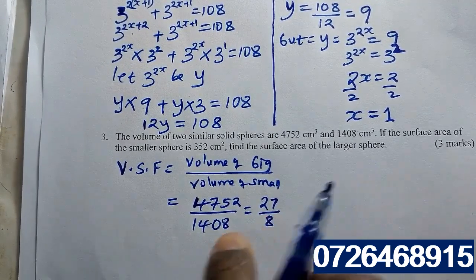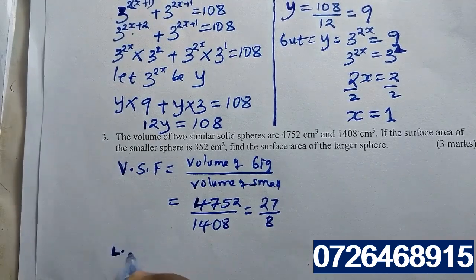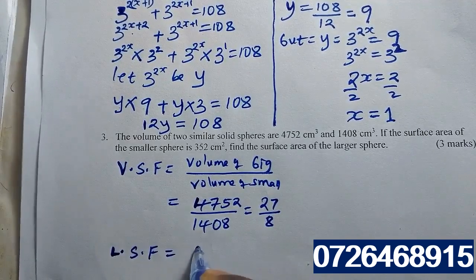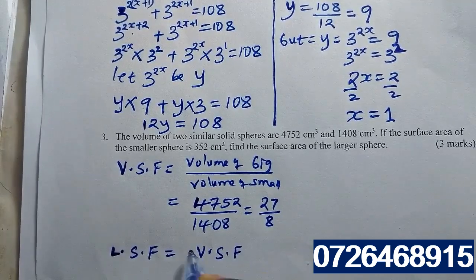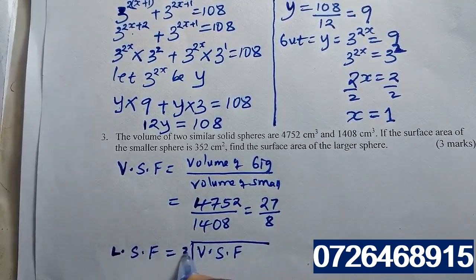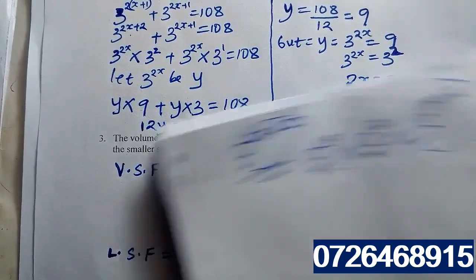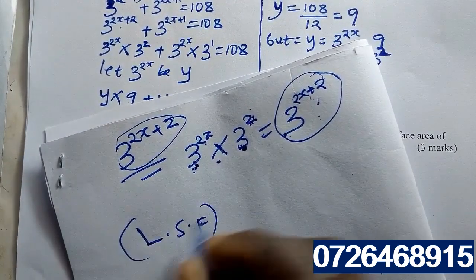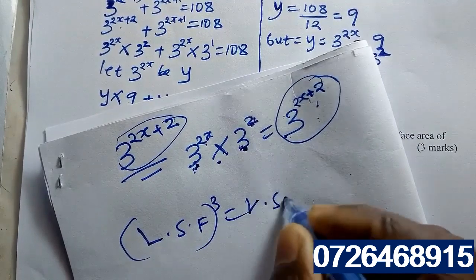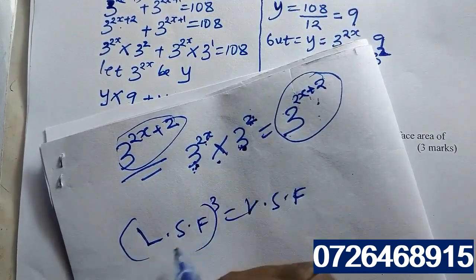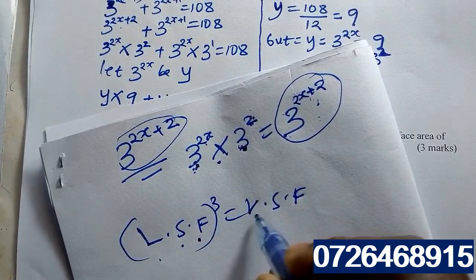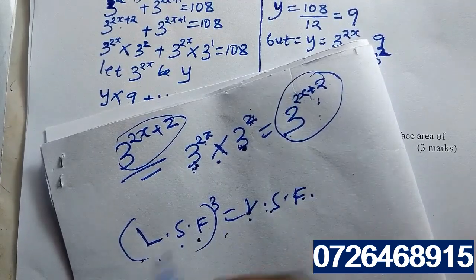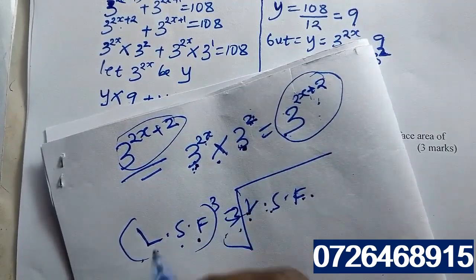From the volume scale factor tutapata kitu inaitwa linear scale factor. We know this one is equal to the volume scale factor cube root. Kwanza unafaa kujua kwamba linear scale factor cubed equal to volume scale factor. Linear scale factor cubed will give us volume scale factor. Sasa kama tuko na volume scale factor, tutapata aje linear scale factor? Tuna find the cube root, tunapata hii. Sawa?